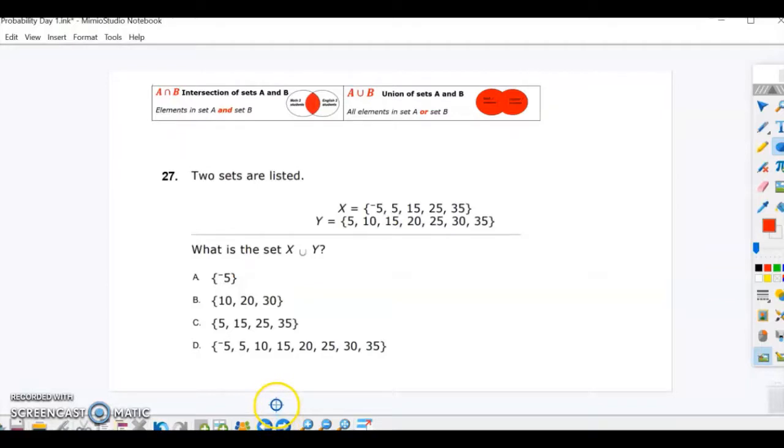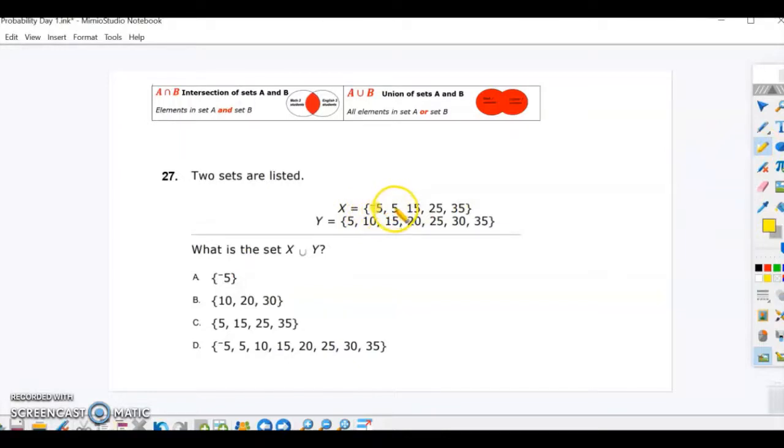Okay, now let's look at this one. What is the set X and then this U, which means union. It also means "or." X or Y. What would that set be? Union means we're going to list out all of the numbers in both sets, but if something is in both sets, we're not going to write it twice. So let's see how many numbers are in X and Y. Okay, it goes in order from least to greatest.